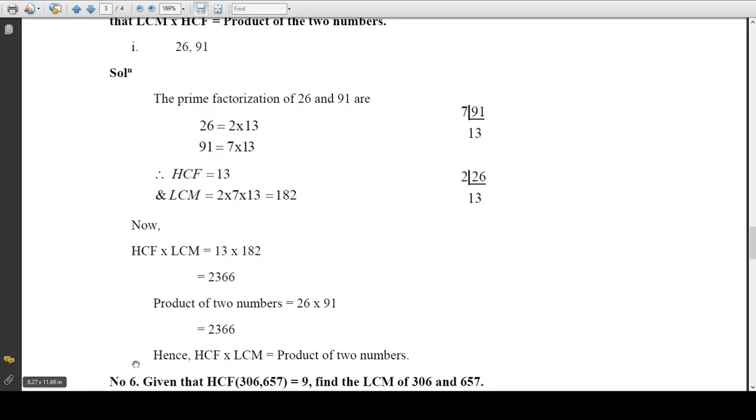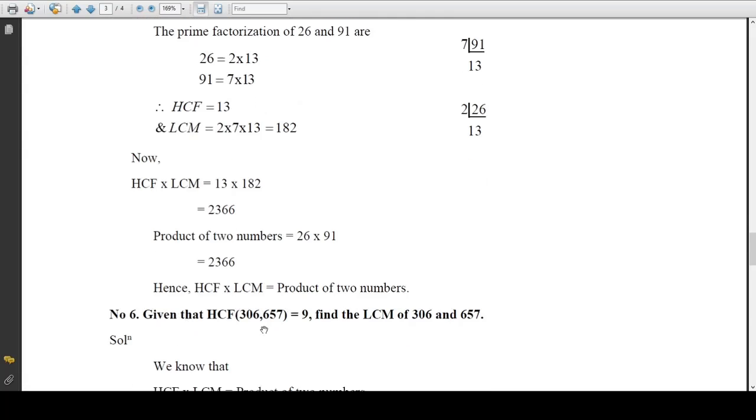Okay, remember this. This is a kind of rule which we should remember, that HCF multiplied by LCM should be equal to the product of two numbers. Okay, now going to the next, number 6. Given that the HCF of the two numbers is 9, now find the LCM of those two numbers, 306 and 657.